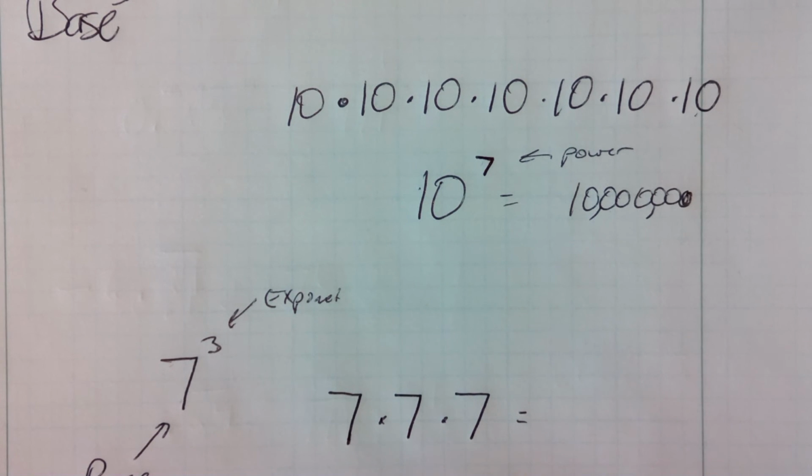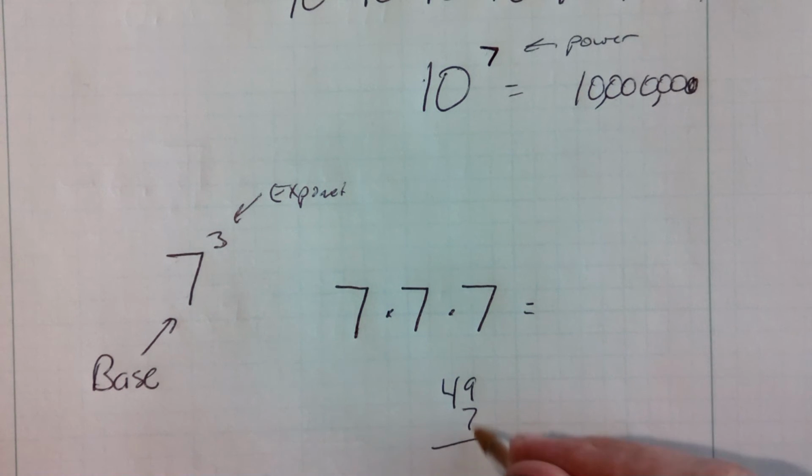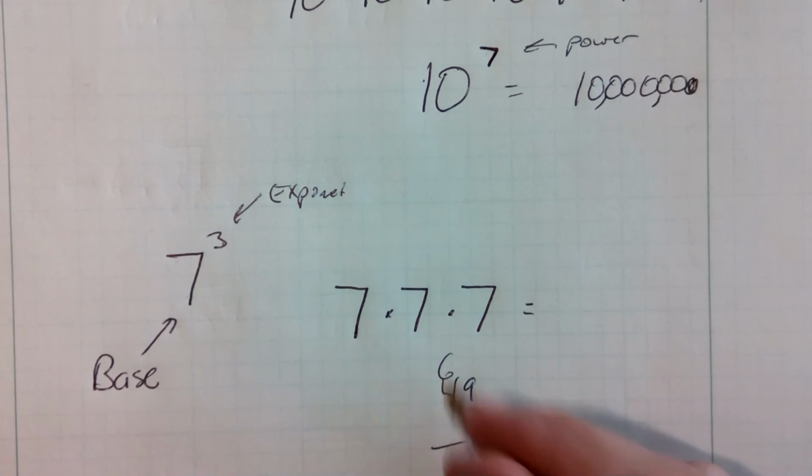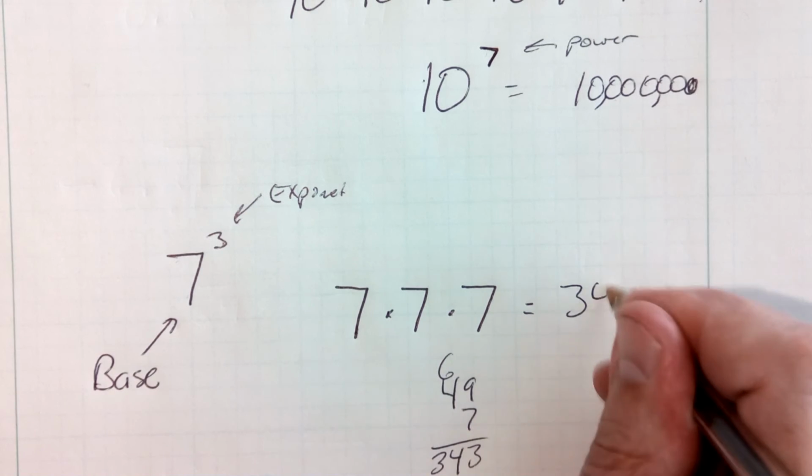And I'm not sure what that is, so I'm going to quickly figure that out. 49 times 7, that's 63. That's 28. 28 plus 6 is 34, so that's 343.